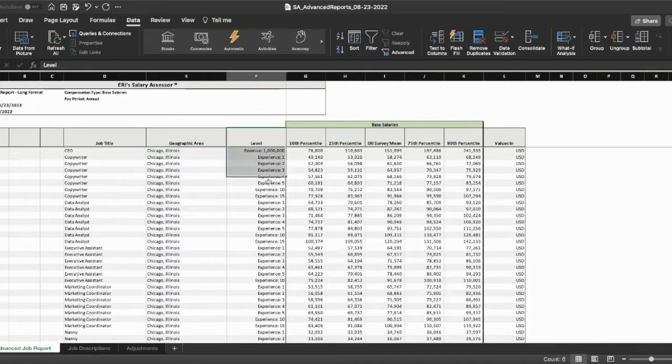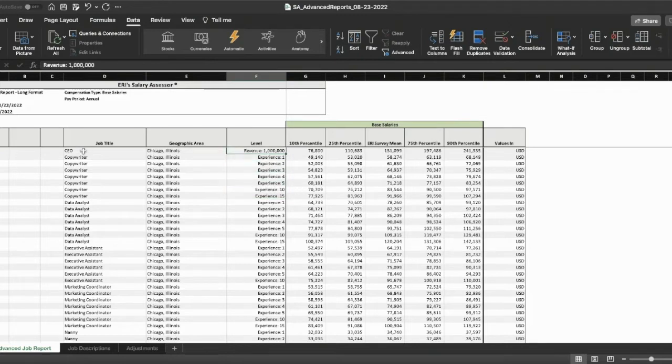Then we have level. This column talks about level of experience, which is the number of years of experience in a position. You can see that here. This is 1 year, 2 year, 3 year, 4 year, 5 year, 10 year, 15 year. These are the ones that I'll automatically send out to you.